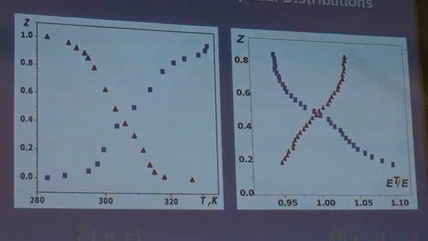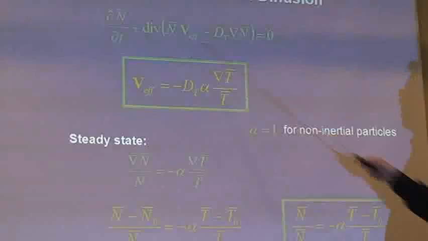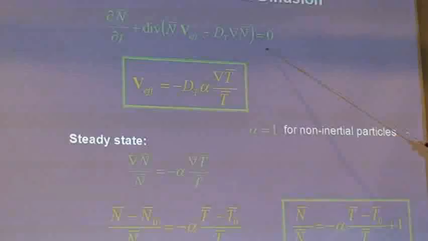Now, quantitative results. This is the profile of temperature for stably stratified flow, and these are profiles for the particle distribution, which show that really we have accumulation of particles in the vicinity of the temperature minimum. Unstably stratified means that we heat from below, so the density is heavier at the top. Yeah, exactly.